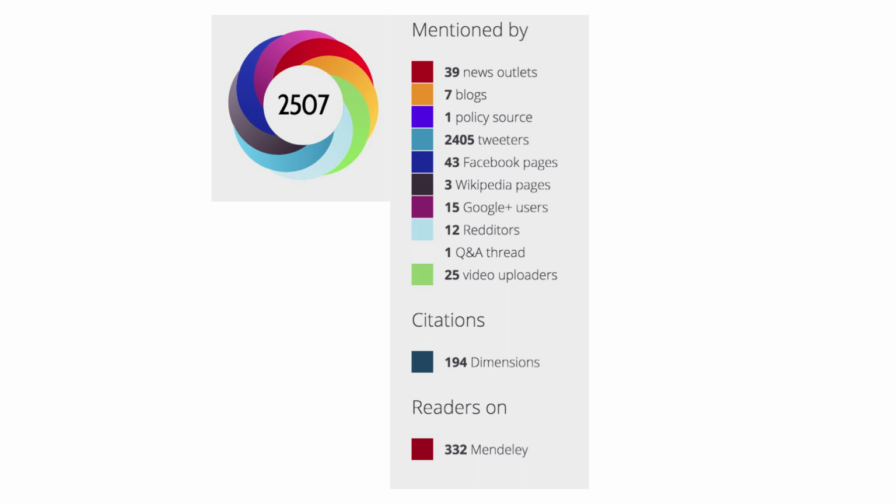As can be seen here, they can be news outlets, blogs, policy papers, tweets, Facebook pages, Wikipedia pages, and so on and so forth, including citations, as you would see in this particular case. So this is an Altmetric score by altmetric.com.